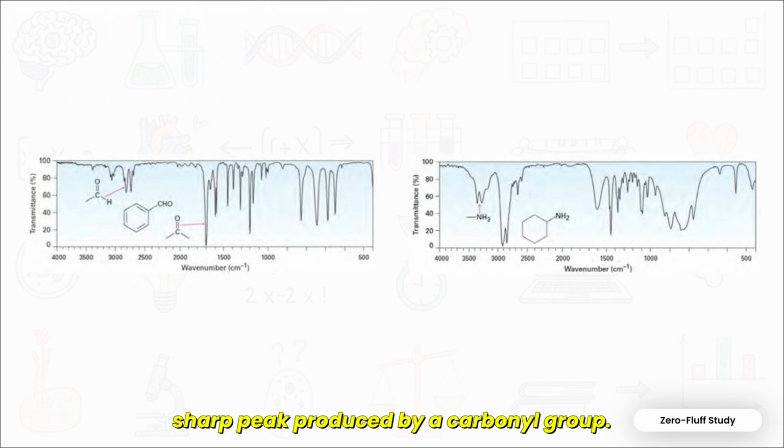Notice the deep, sharp peak produced by a carbonyl group. Contrast that with an amine group, that NH bond, which gives us a sharp peak around the 3300 wave number mark, but with a much broader profile. Recognizing these specific peak shapes, that's instant points on test day, for sure.